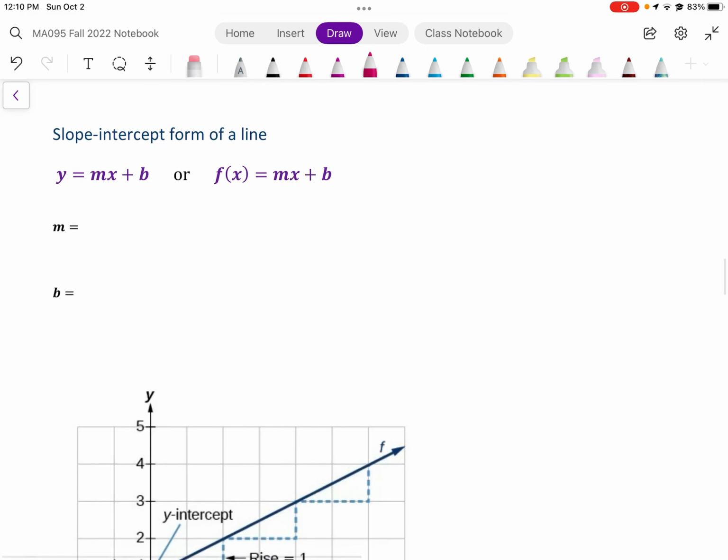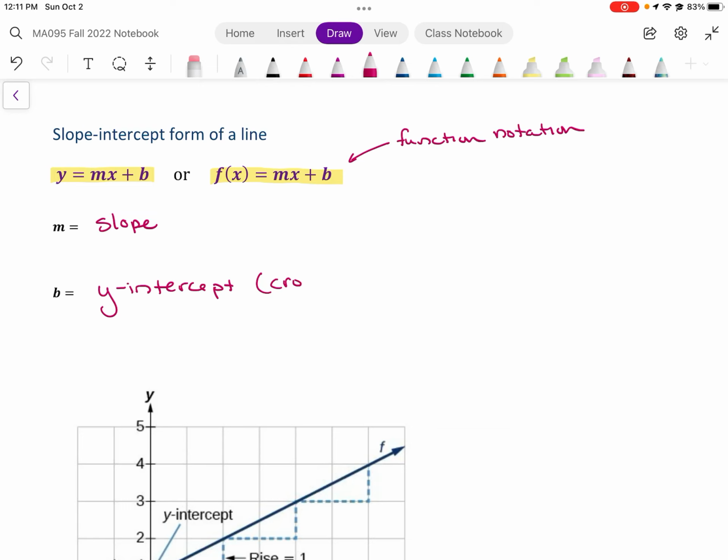All right, slope-intercept form of a line. Very important. We would say y equals mx plus b, or of course f of x equals mx plus b, because x is the input, and that is function notation. So we're just saying, what is the function when I plug in x? I'm also saying that x is the input. So what is m? m is the slope. And b, what is b? b is the y-intercept. What does that mean? It's where it crosses the y-axis.